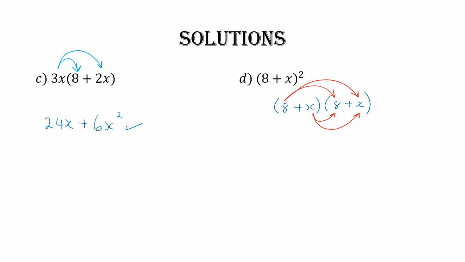So here we have 8 times 8, that is 64. Then we have 8 times x, that will be 8x. Then we have x times 8 again, so that will be 8x. And then you have x times x, which will give us x squared. And this is the same as 64 plus 16x plus x squared.